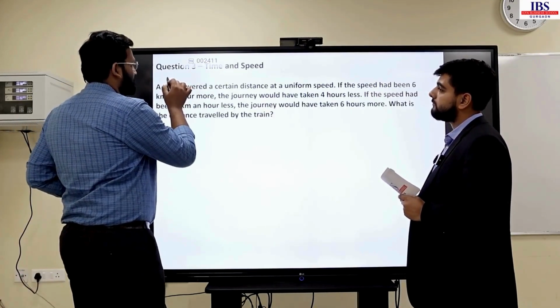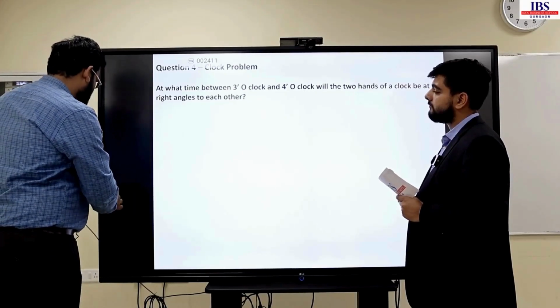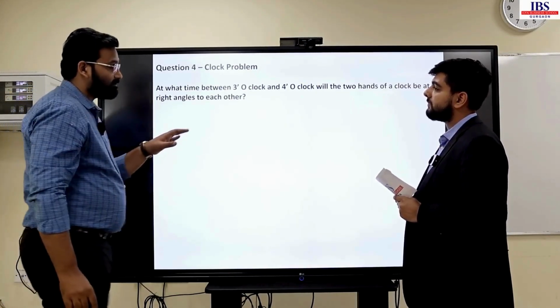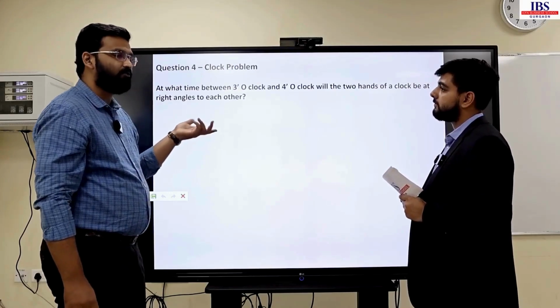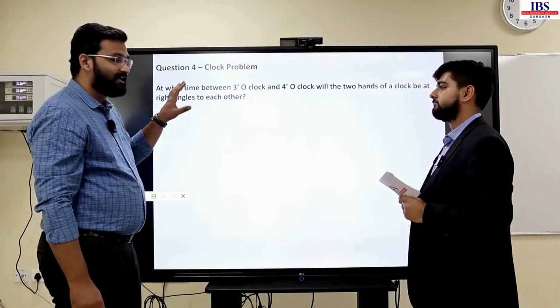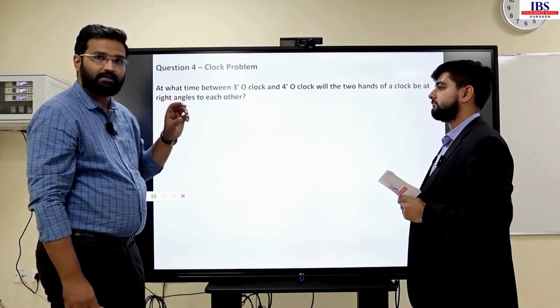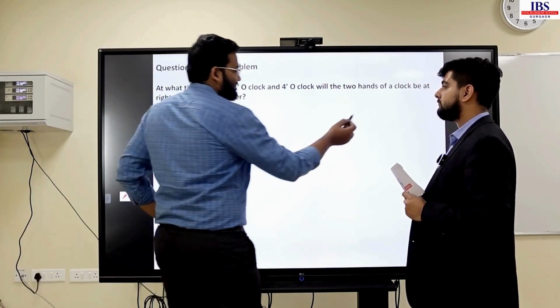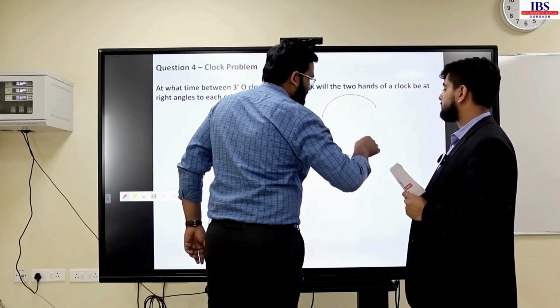However, in clock type of questions, I would recommend every student not to try to memorize the formulas which are given in the book, because those formulas are too lengthy. In order to solve 80 to 90% of the clock questions, we have to understand only one concept, that is the time taken to travel a minute space.